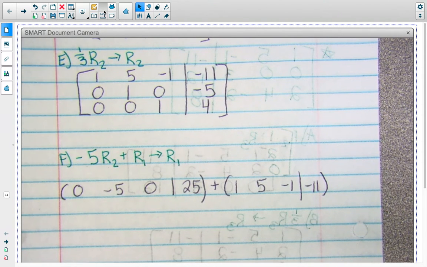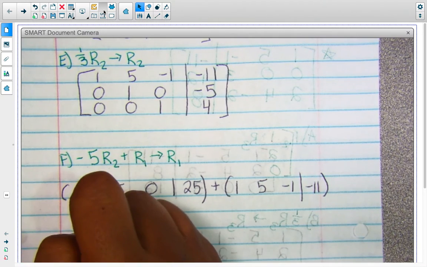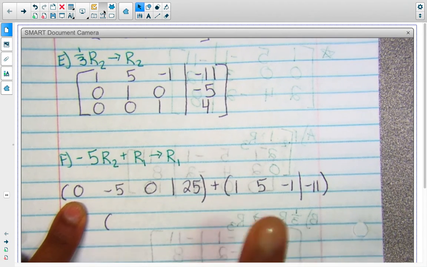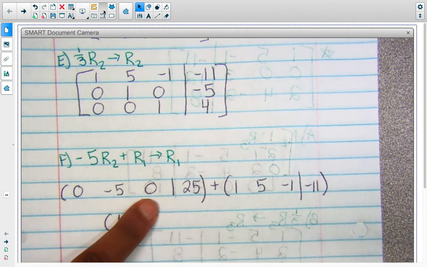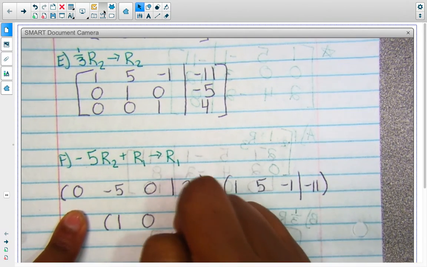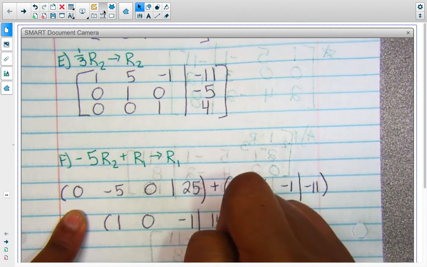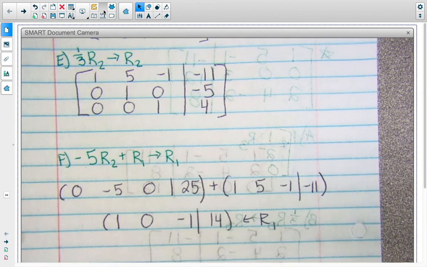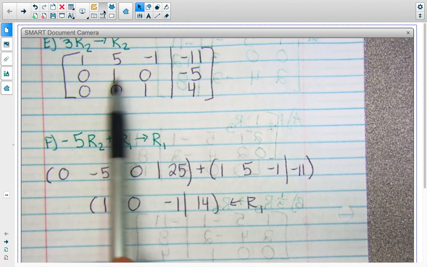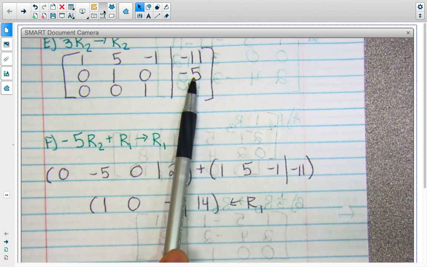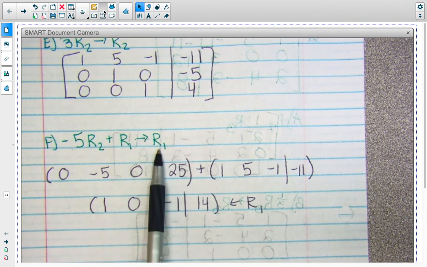Now it says to take our final answer from when we do this and put it in row 1. So if I add these together, 0 plus 1, negative 5 plus 5, 0 plus negative 1, and 25 plus negative 11. So this is our new row 1. So I took everything in row 2 and I multiplied by negative 5. Then I added that to row 1 to get our new row 1.